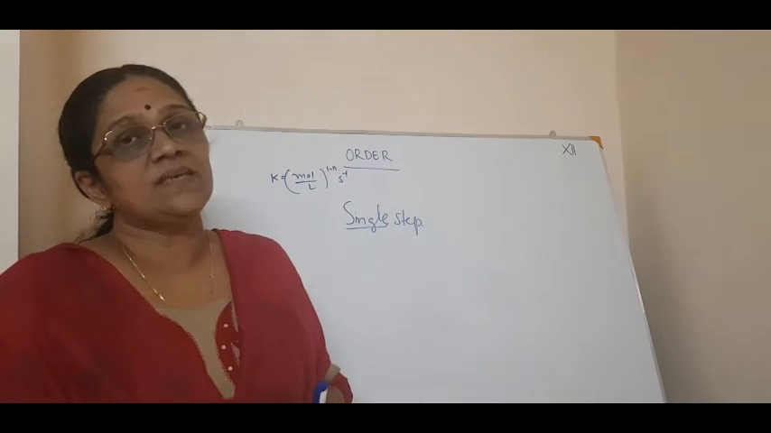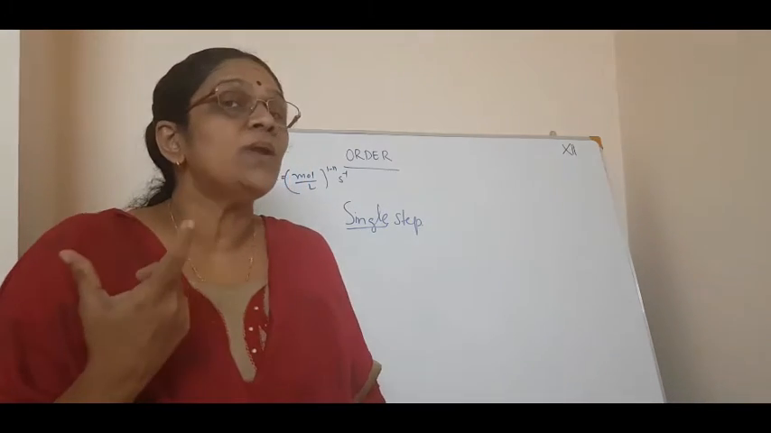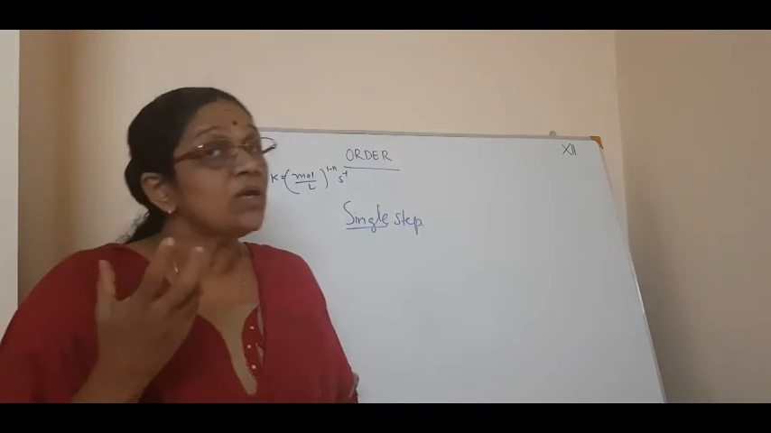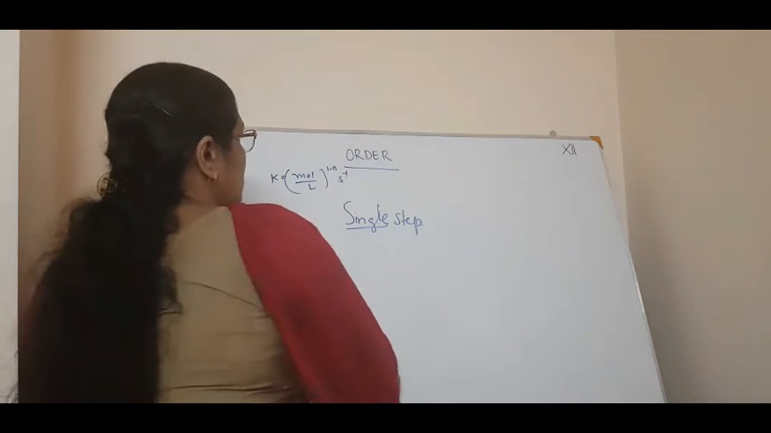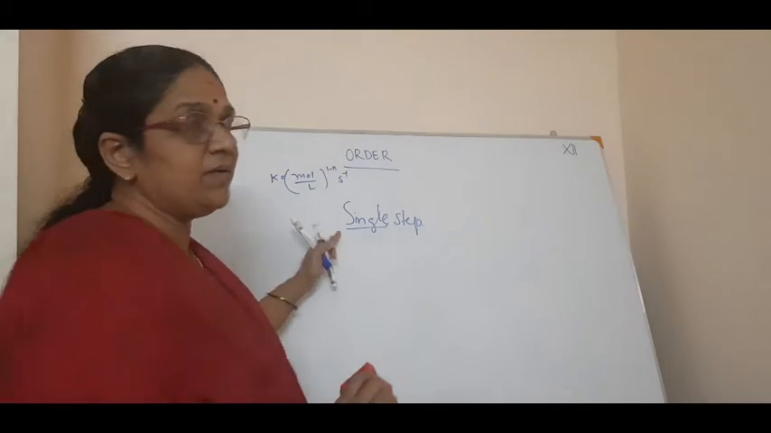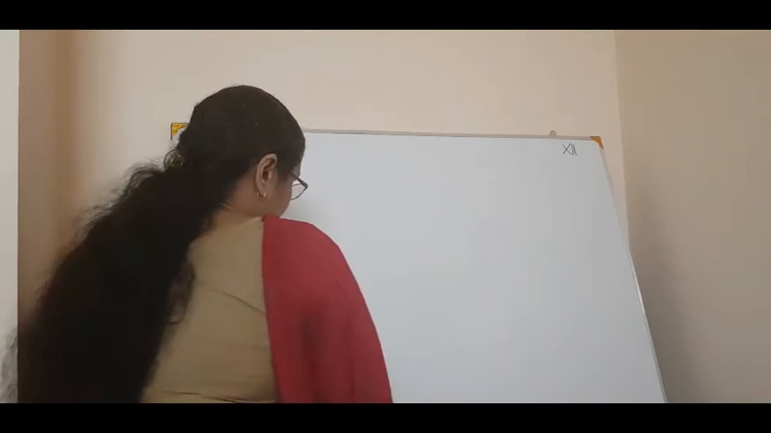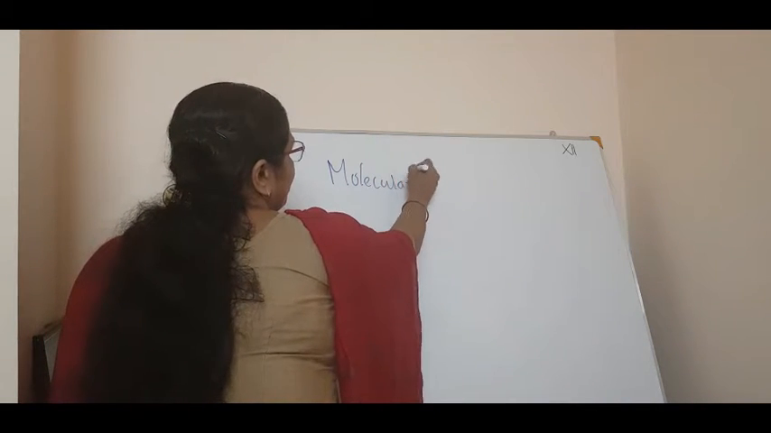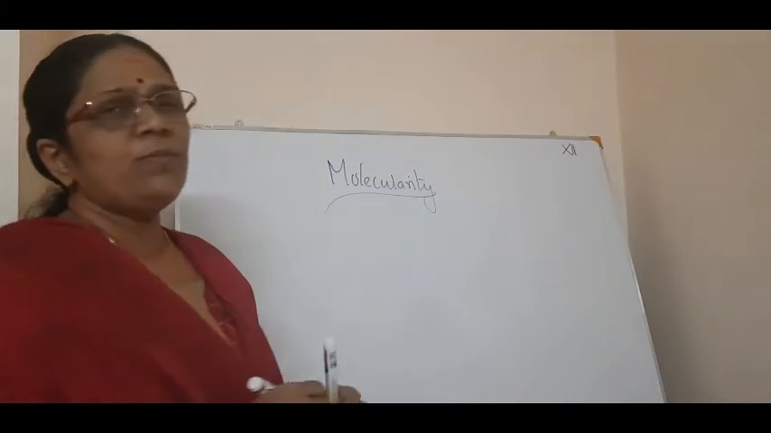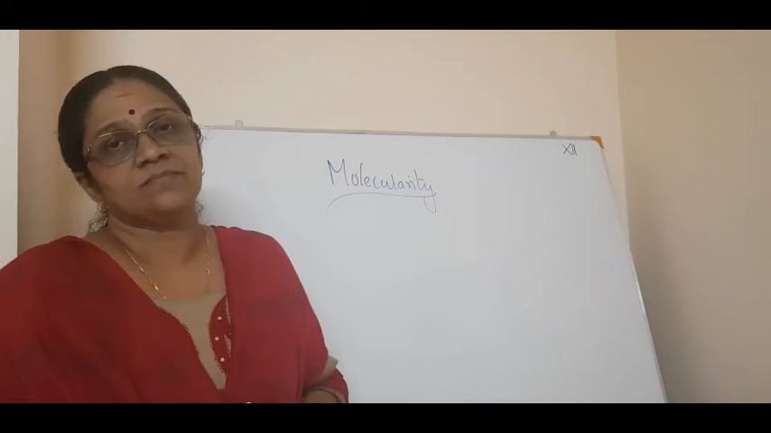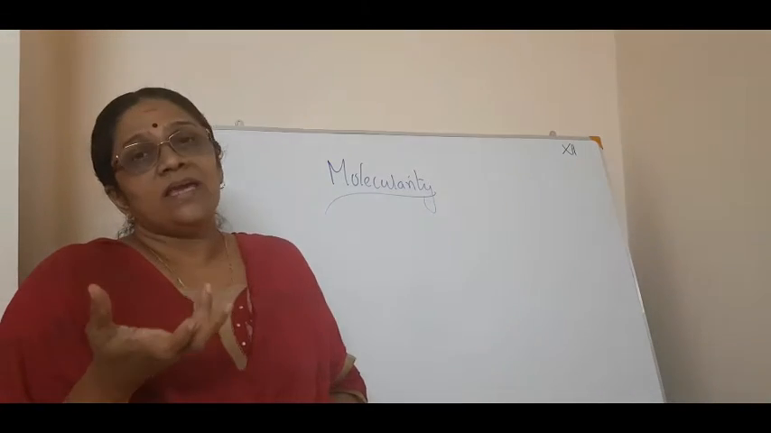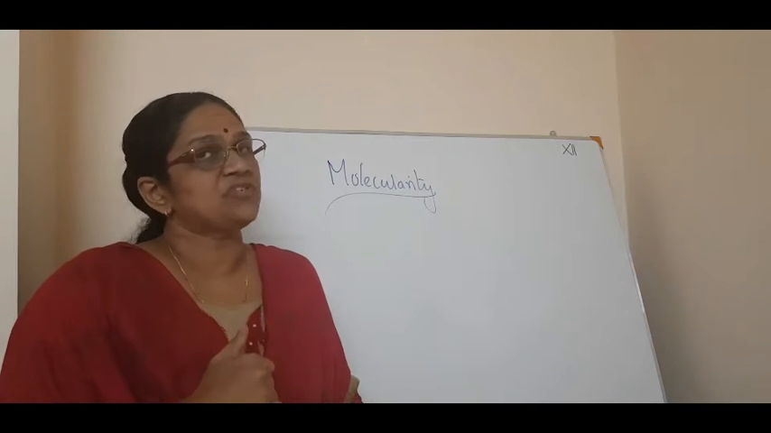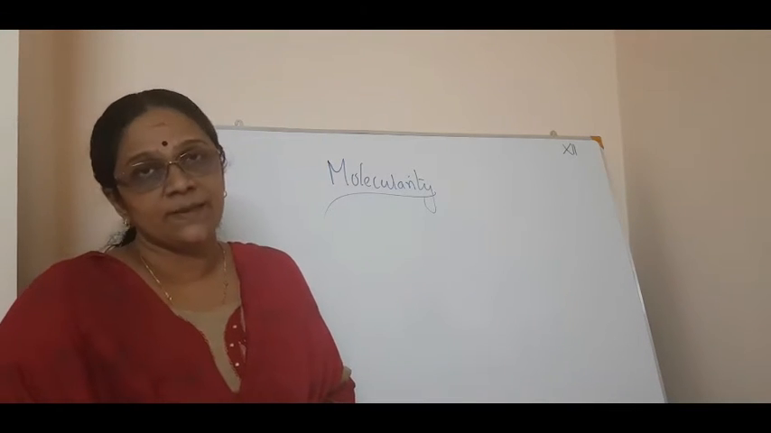Now we will see what the molecularity of a reaction is. That is also important. What is the molecularity of a reaction? Is the order clear? Simple. So what is the molecularity of a reaction? In a simple way, I can say it is how many molecules are taking part in a chemical reaction. That is simply the sense of molecularity, isn't it?